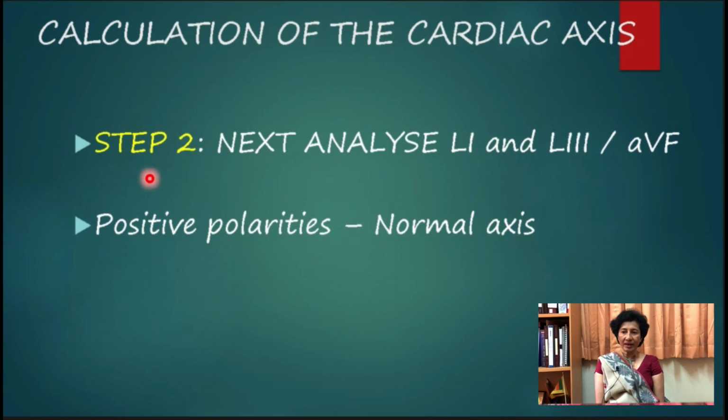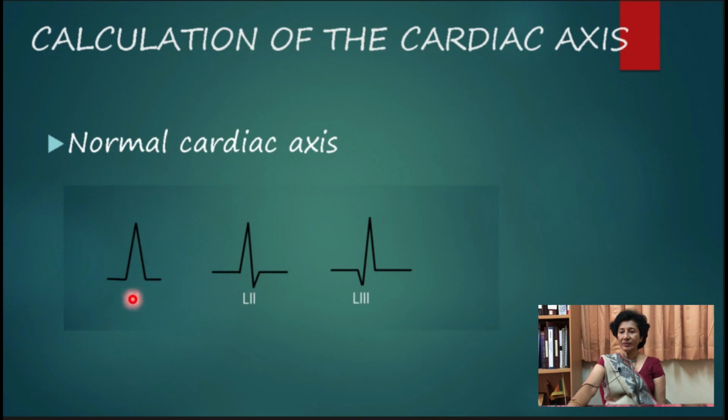Step 2. Analyze lead 1 and lead 3 or AVF depending on your preference. If QRS polarities in lead 1 and lead 3 or AVF are also positive, you can make the diagnosis of normal cardiac axis. That means in all three leads, lead 1, lead 2 and lead 3, the QRS polarities are positive in normal axis.